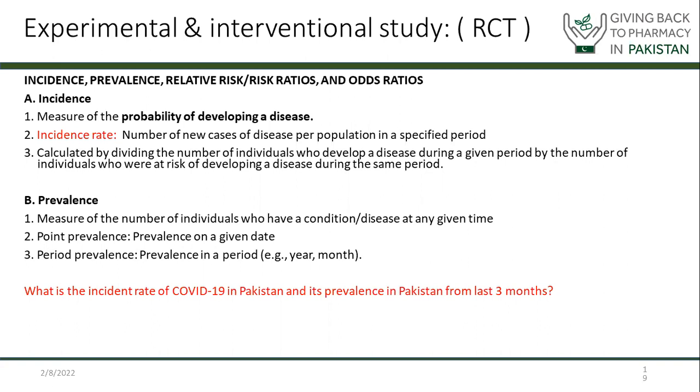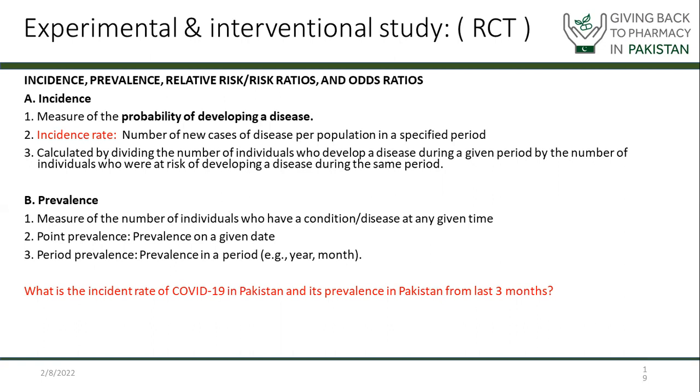What is incidence? Incidence is the measure of the probability of developing a disease. For example, nowadays in Pakistan, say the incidence of COVID-19 is 7%. What does it mean? It's telling me that tomorrow 7 people out of 100 will have a chance to get positive for COVID-19. There is a chance, and this incidence is increasing with time. So if I want to know the rate of incidence, well, what is the rate?